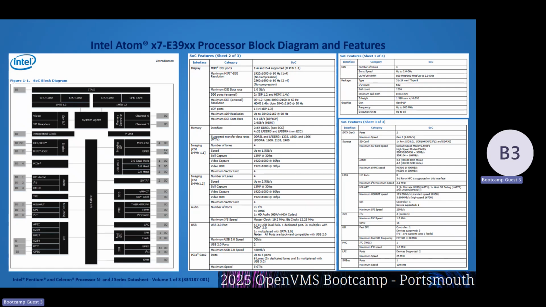So you have a display, you have a memory controller, you have data capture devices, you have an imaging device, you have an audio device. You've actually got 2 USB controllers, up to 4 PCIe interfaces. 6 of them can be either dedicated 2-lane or you can multiplex them. You've got the CPU, 4 cores. You've got a graphics controller. You've got a disk controller that can have up to 2 data ports on it.